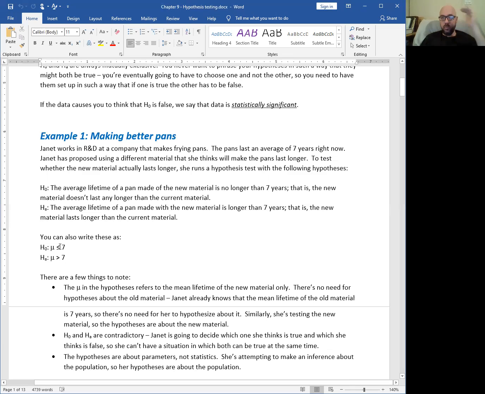We're going to say we think this one is true and that one is false, and so they have to contradict each other, because otherwise you don't get a choice like that. So be careful when you're writing these. A couple of things I want to point out.